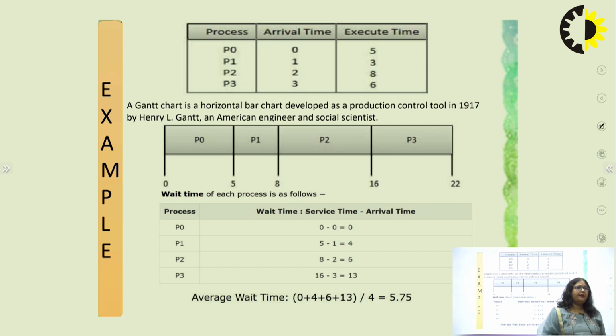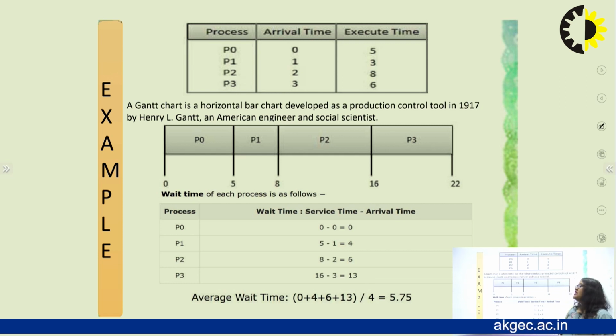So let's take an example. There are 4 processes P0, P1, P2, P3. Each process has an arrival time and a burst time. This is the execution time. What is the execution time? P0 requires 5 units of time for execution. So 5 is the execution time of P0, 3 is the execution time of P1 and 8 is the execution time of P2. These execution times are known as the burst time: how much time the process needs the processor.